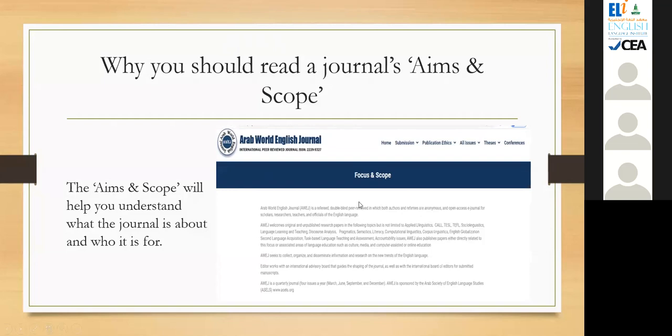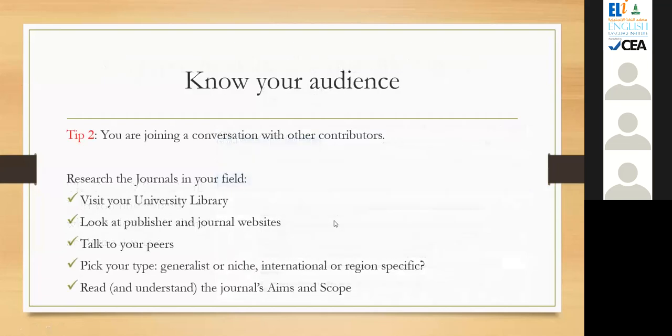Simply, if the article does not fit with the journal's aim and scope, it will get rejected immediately, because that means you did not read the scope and the focus. Sometimes they call it the focus, the aim, the scope. All of them mean the same thing. So again, know your audience. Tip number 2: you are joining a conversation with other contributors.